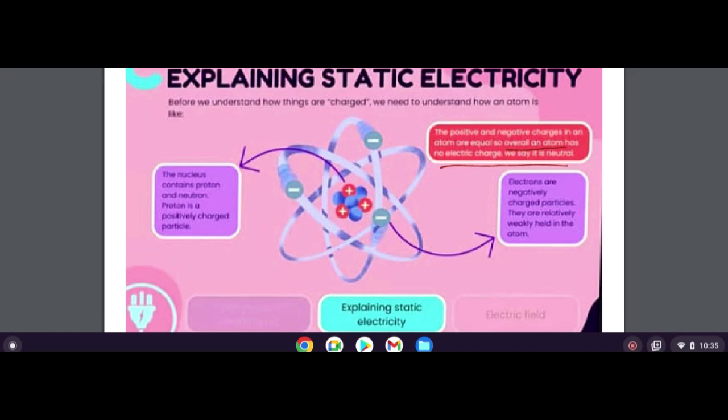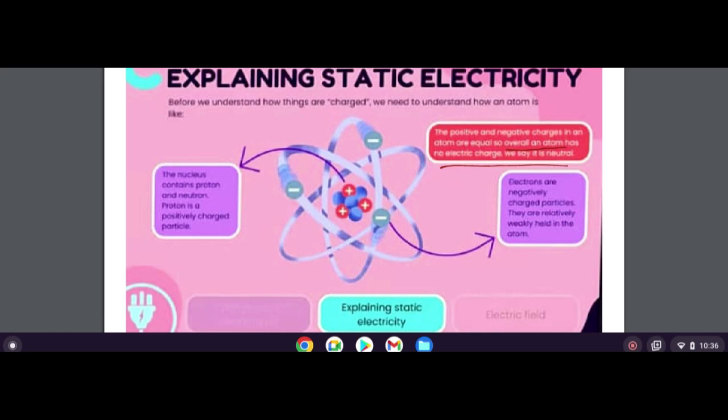Electrons are negatively charged particles and they are relatively weakly held in the atoms. And the nucleus contains protons and neutrons. A proton is a positively charged particle, and a neutron is neutral. It doesn't have a specific charge. This is the structure of an atom, and I hope you know this before: what an atom is and what its structure is.